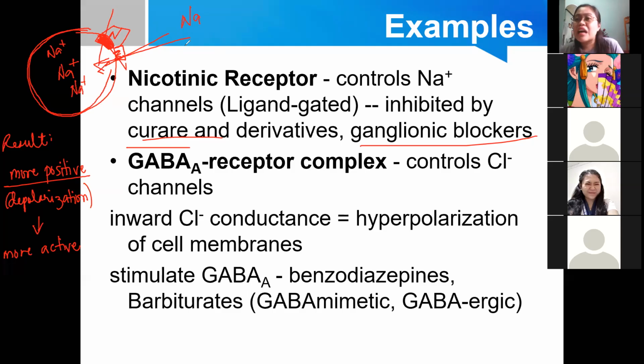The same thing with the ganglionic blockers. I will have a thorough discussion of the ganglionic blockers when we reach the chapter for that para mas masabtan.